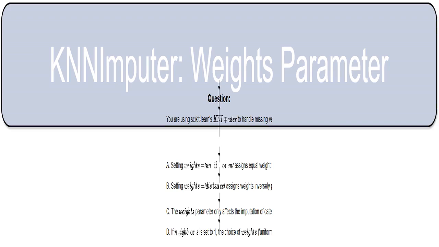This question tests my understanding of how the weights parameter in scikit-learn's KNNImputer, K nearest neighbors imputer, works. I need to figure out how different weight settings change the way missing values are filled in. Think of it as a detective game, where I must find the best strategy to fill in the missing pieces.